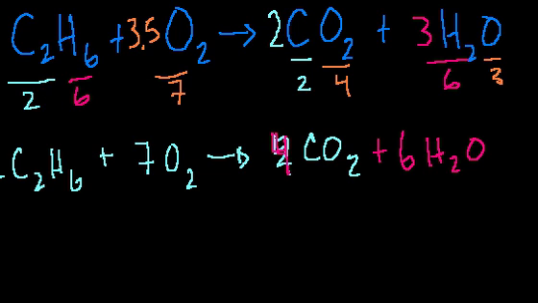How much carbon do we have? I have 4 carbons here. I have 4 carbons here. How much hydrogen do I have? I have 2 times 6. I have 12 hydrogens here. I have 12 hydrogens here.